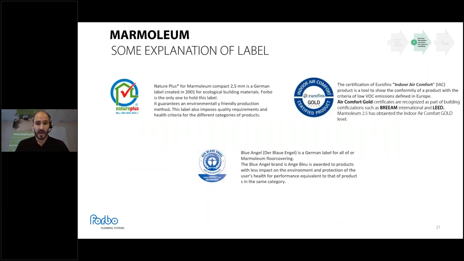With the EPD, we have some labels. I only choose three labels. So Natural Plus, very important for the early ecological building. So thanks to this label, we can give a guarantee that our product is environmentally friendly due to the production method. For the Eurofins Gold, it's to say that our product has an air comfort and indoor air emission very low, and the Blue Angel is to indicate that the impact on the environment and the protection of the user's health is very good in comparison with other products in the same category.